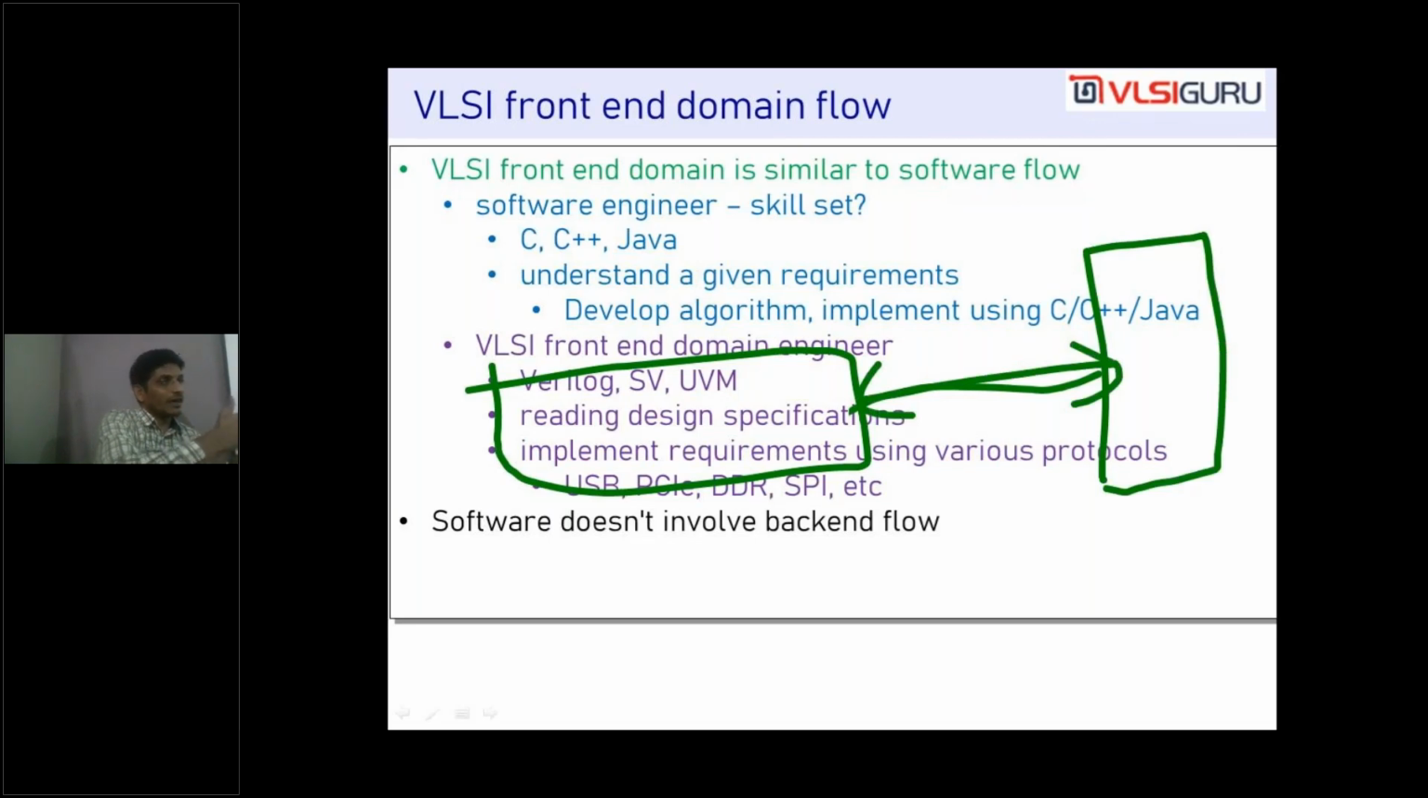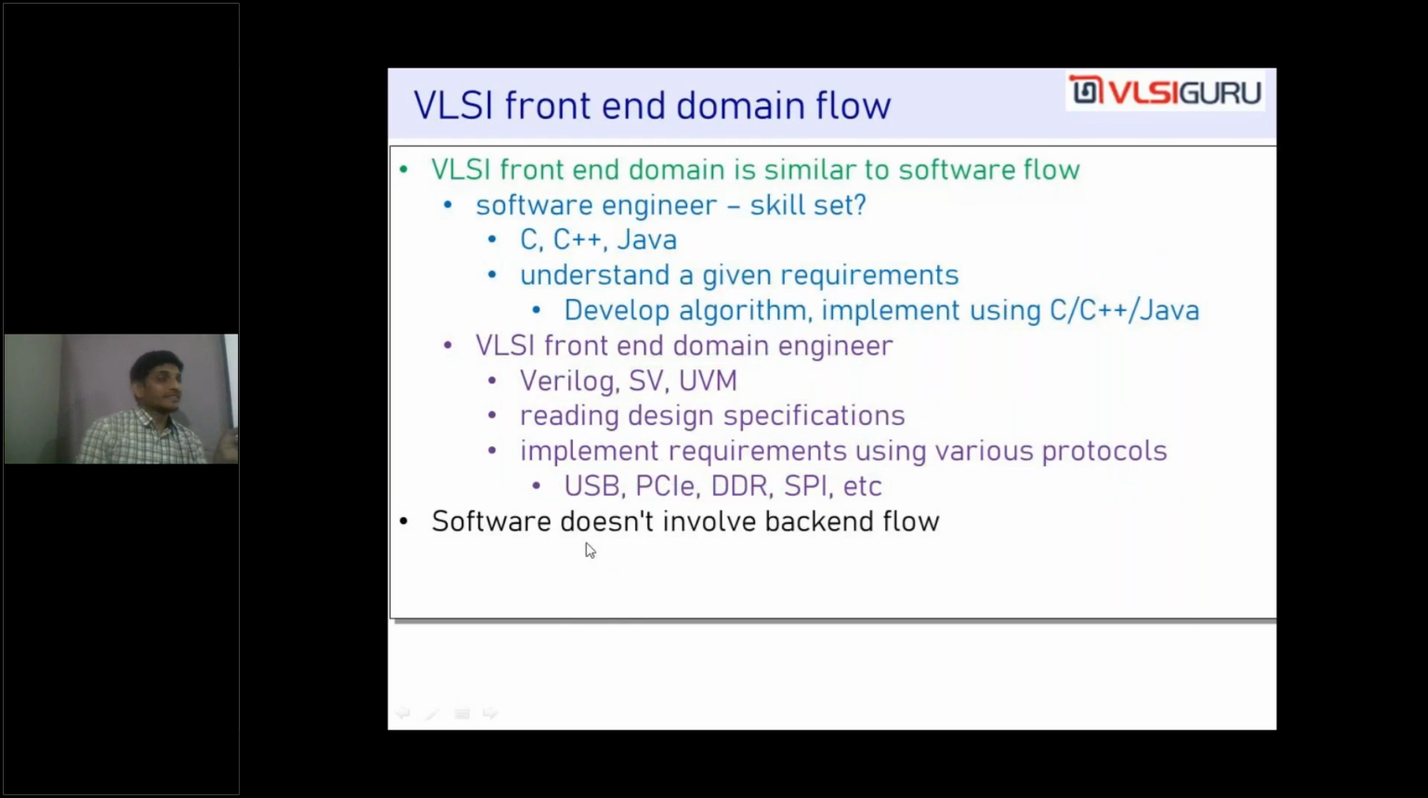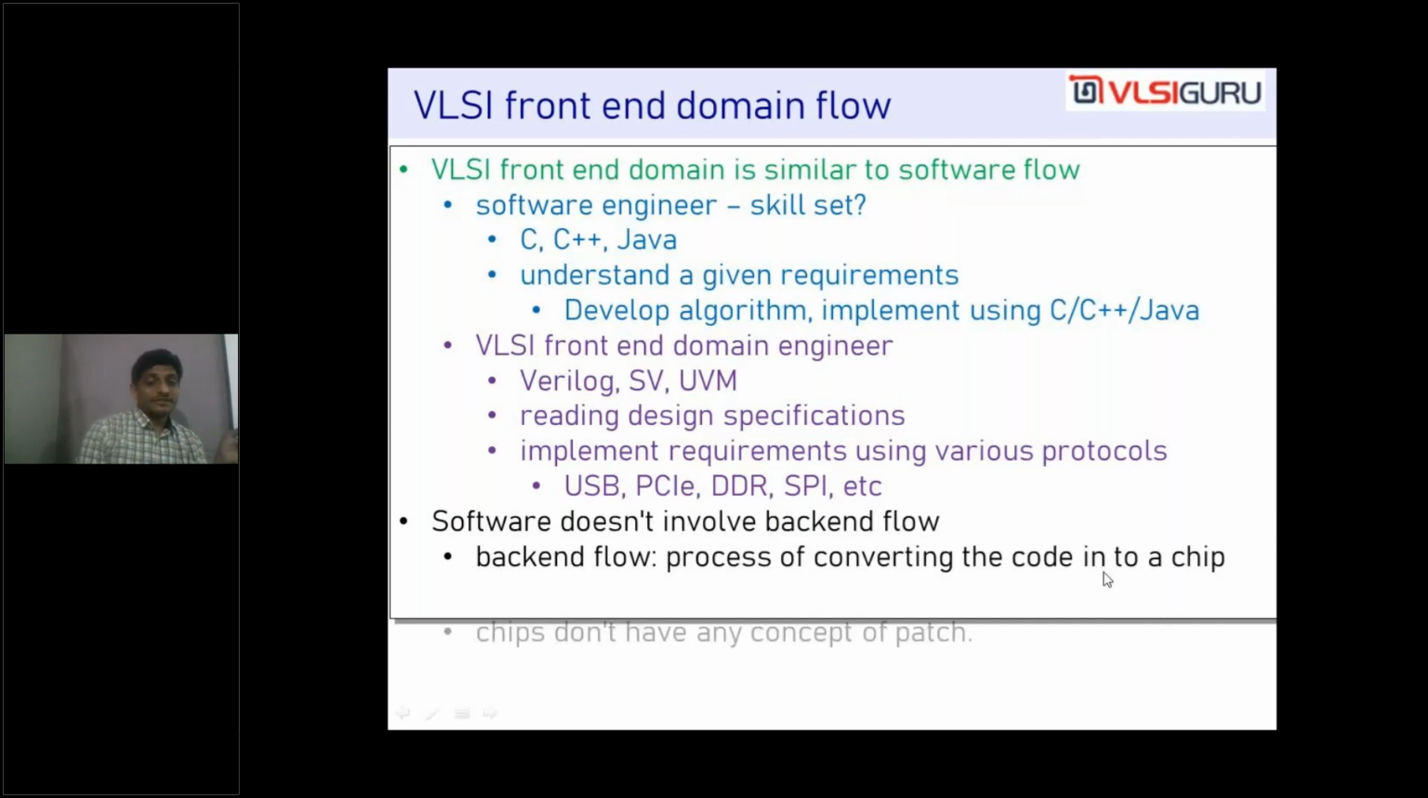Starting from that code till whatever you do, and by the time it becomes an electronic device, that whole thing is the backend domain. So in summary, software doesn't involve backend flow. Backend flow means the process of converting code into the chip. Chips don't have any concept of patch.